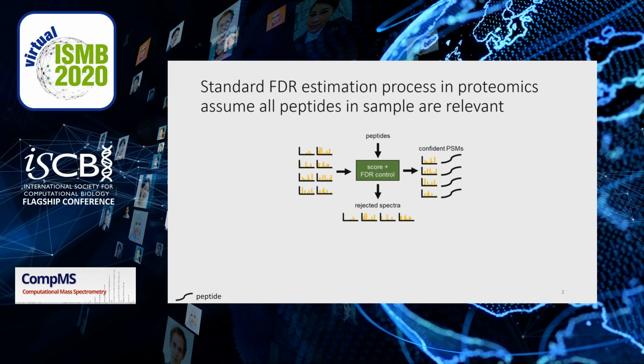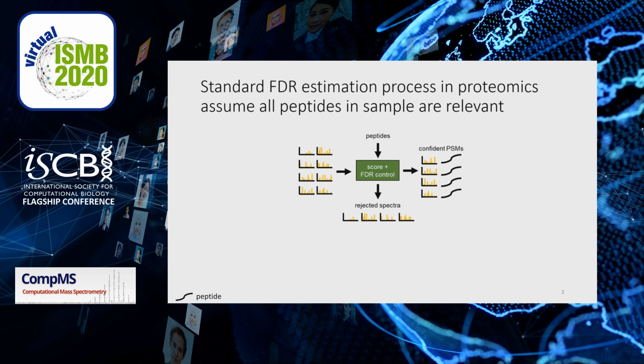Today I'm going to be talking about strategies for properly controlling false discovery rates when a subset of peptides in a sample are relevant. In standard mass spectrometry-based proteomic data analysis, experimental spectra are searched against a database of peptides. These peptide spectrum matches, or PSMs, undergo target decoy competition to allow us to estimate FDR, or false discovery rates. The output of this process is a list of confidently detected PSMs.